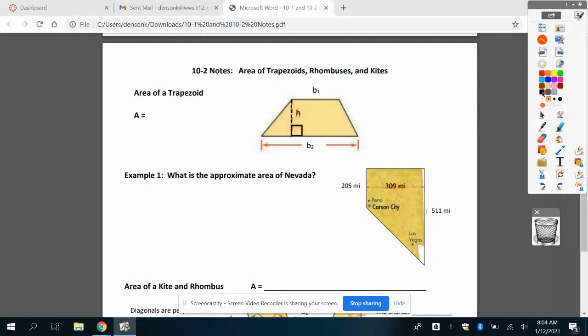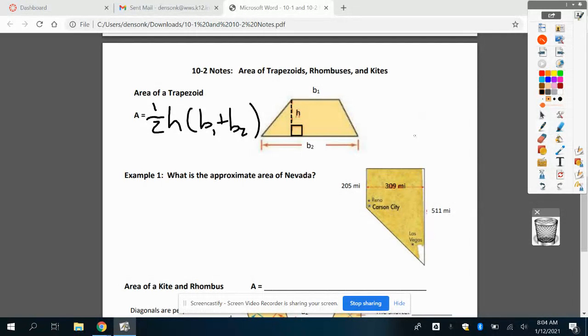So we're going to first look at the area of a trapezoid. The area of a trapezoid is kind of a different one. This equation is interesting, but the way you find the area of a trapezoid is you take 1/2 times the height. So it's kind of looking like a triangle so far, but then you have to add the two bases together. So base 1 plus base 2. So that's the area of a trapezoid.